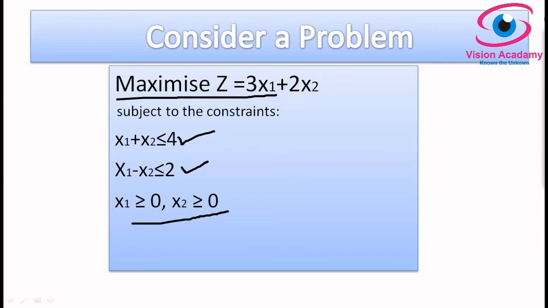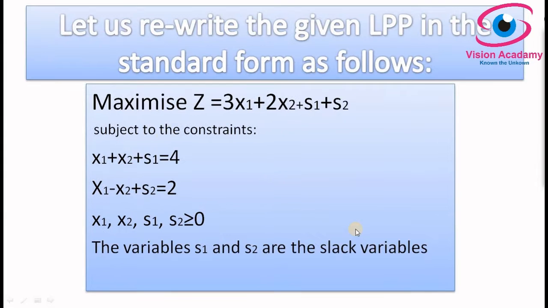Firstly, in the simplex method, we have to convert this into standard form of LPP. We have to rewrite the given problem into standard form of LPP. Then let us rewrite the given problem. So the same problem I have copied here.